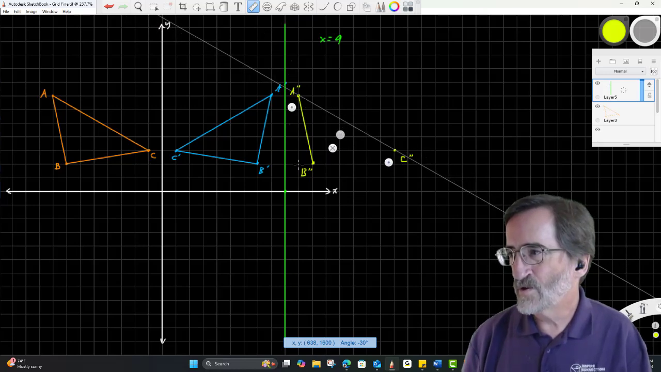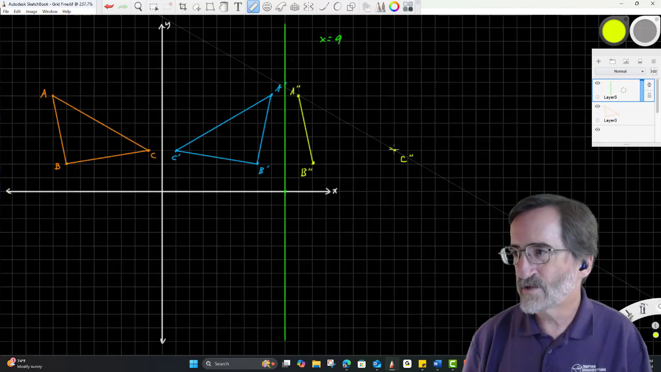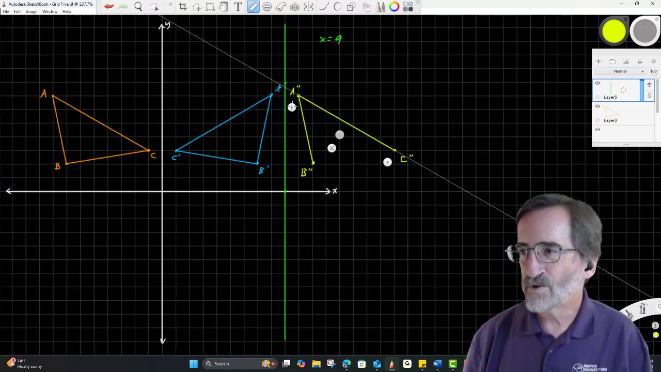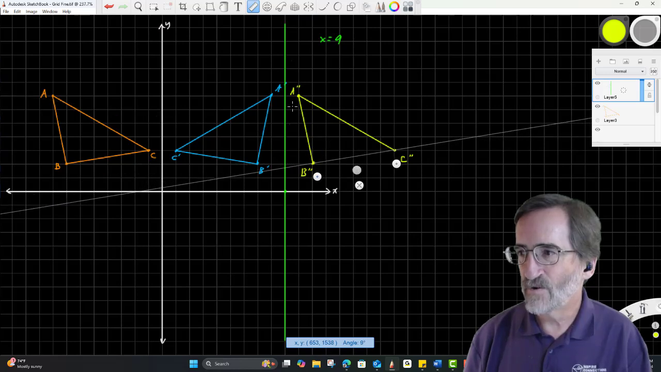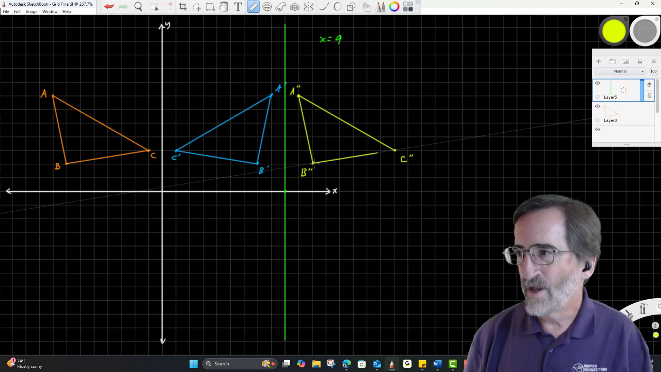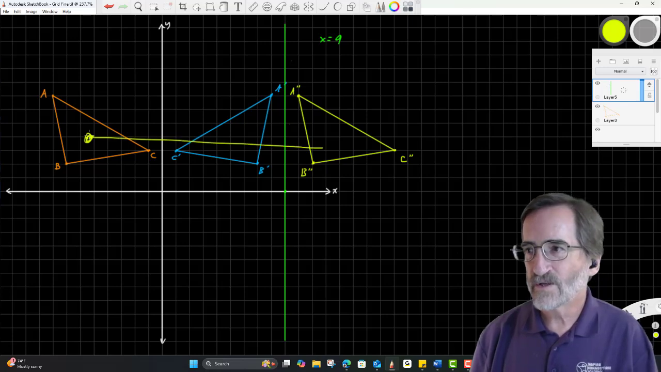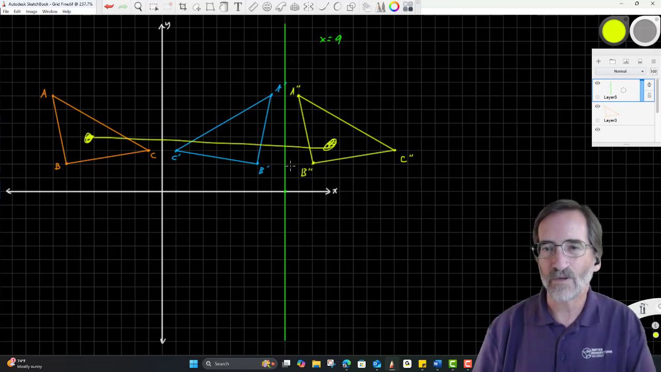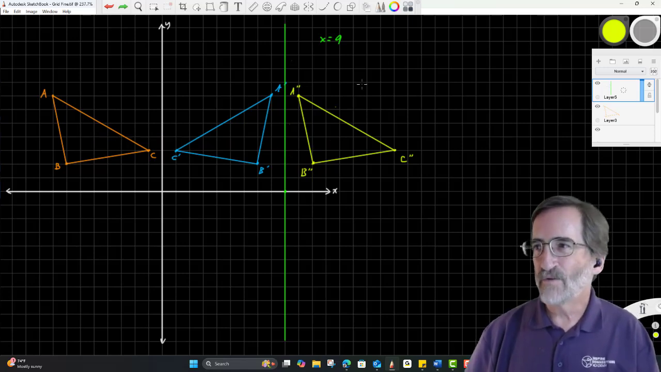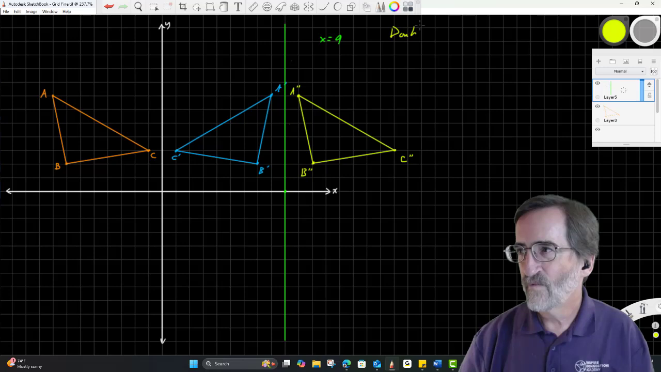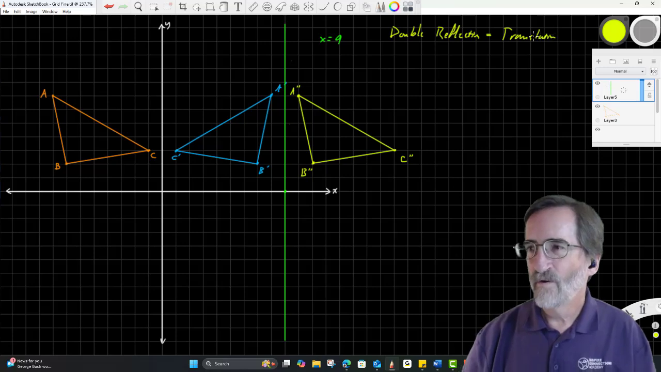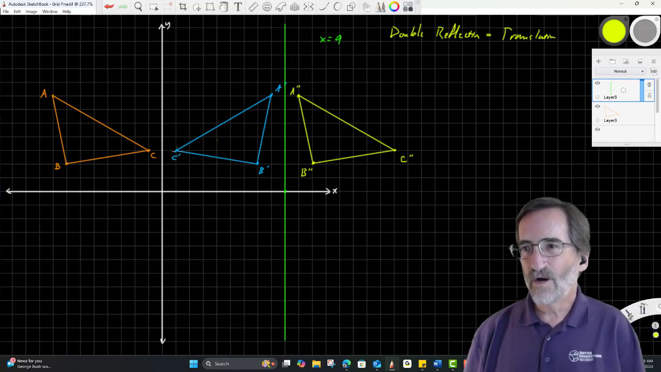First thing I want you to notice is that we did a pair of rigid transformations. So the resulting triangle is the same shape and size. All the side lengths are the same. All the angles are the same. Okay? But if you look at it, you can tell that the orange triangle has been moved over to the yellow triangle. It's been slid, it's been translated. So a double reflection equals a translation.